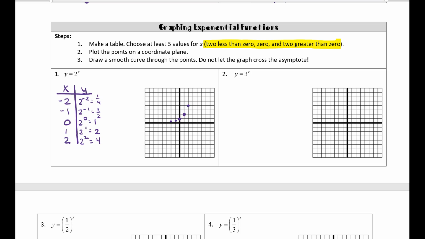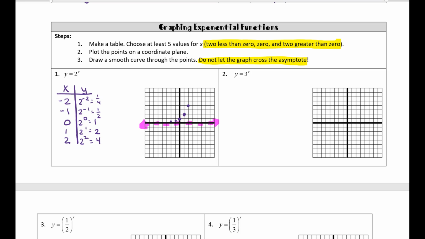So step 3 says to draw a smooth curve through the points, but then it tells us to be careful and not let our graph cross the asymptote. So if you'll recall, there is an invisible line that is called the asymptote. In this case, our invisible line is going to actually be on the x-axis. And remember, we use a dotted line to show that it is not really there, but that our graph is never going to cross it.